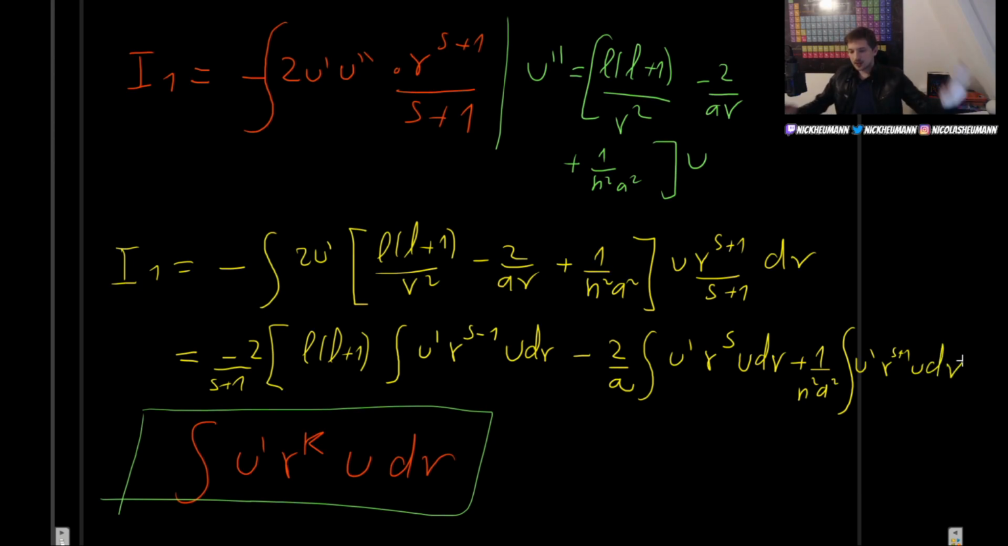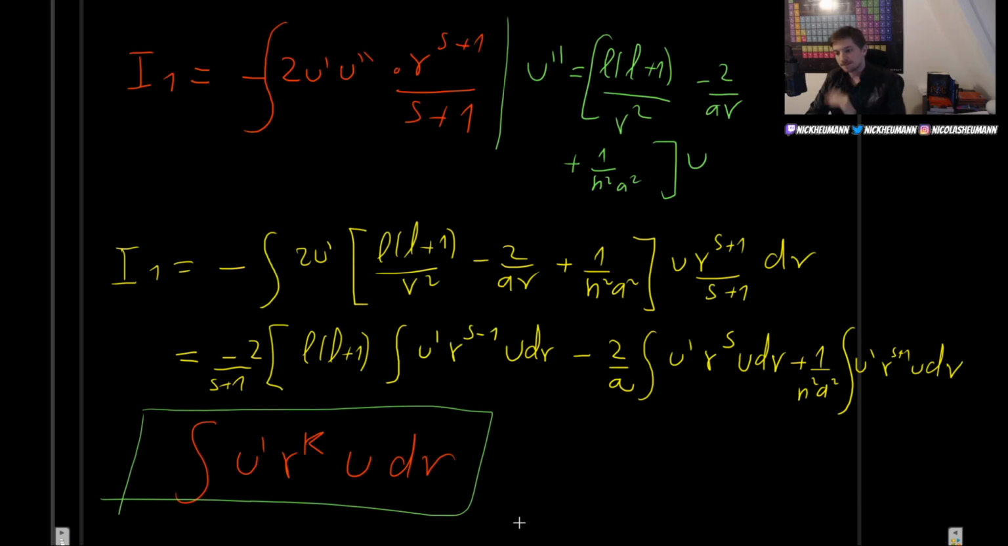Okay, I'm going to just quickly make sure that I didn't make any dumb mistake, because that would be very annoying. So minus 2 goes out, so does s plus 1. Then we have l plus 1, which goes multiplying this integral, which has u prime r to the s minus 1 u dr, minus 2a, u prime r to the s u dr, 1 and an a. Yeah, I think we got it.